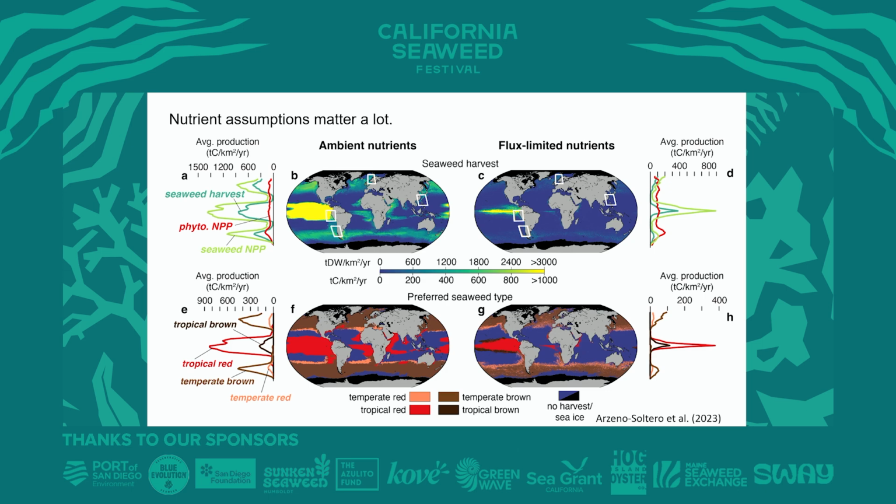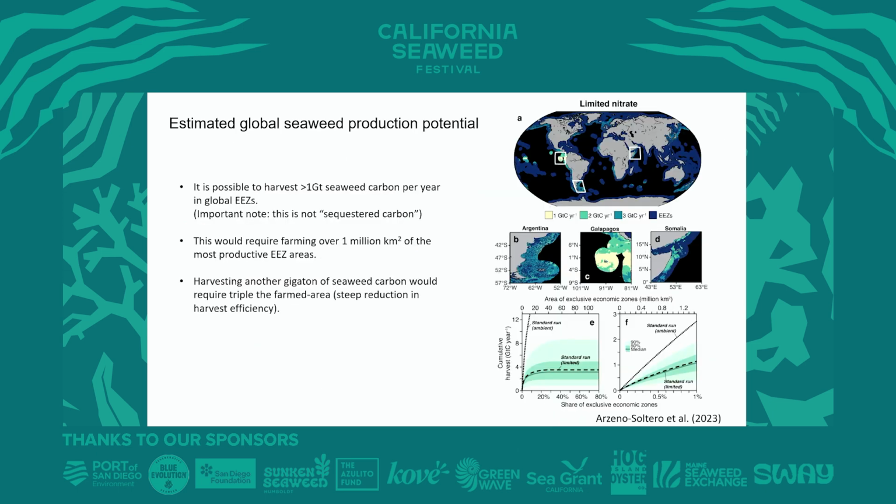Whereas if instead in our model, we restrict the seaweed to take up only nutrients that are mixed upwards from the deep ocean, sort of new nitrogen, then we get a much more conservative answer that is probably too small if you have just a couple of farms out there. So we're bounding our answer here.